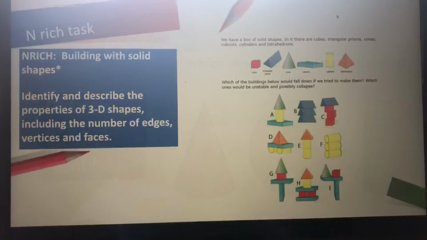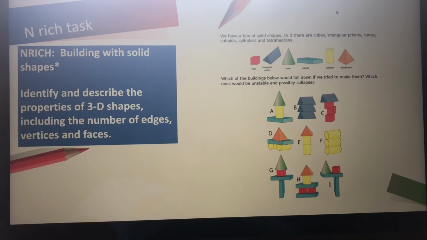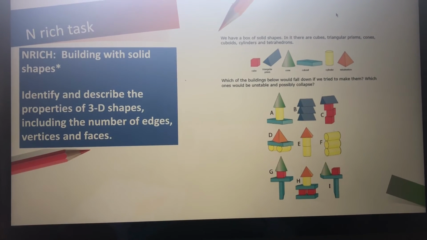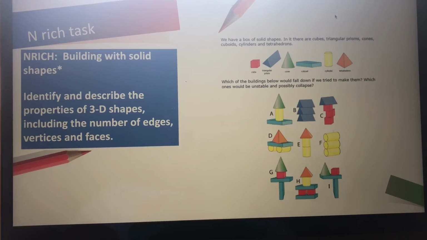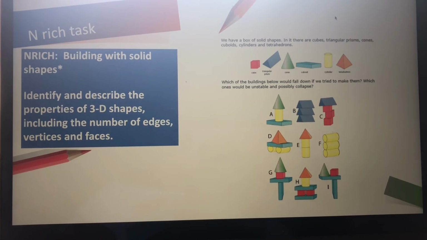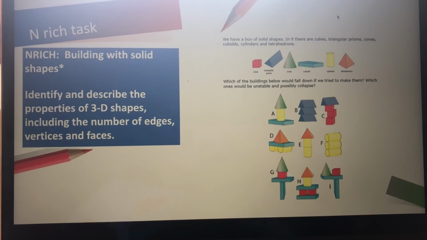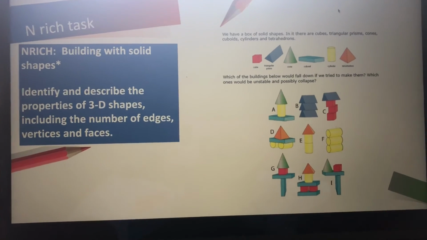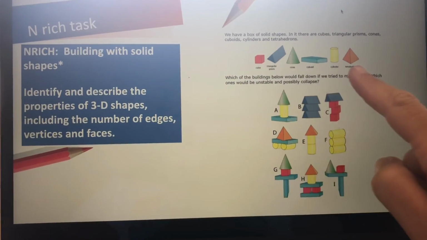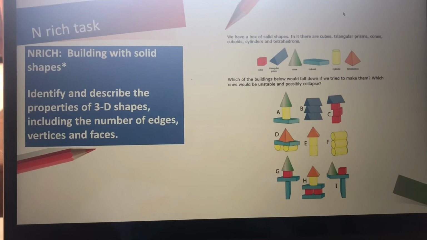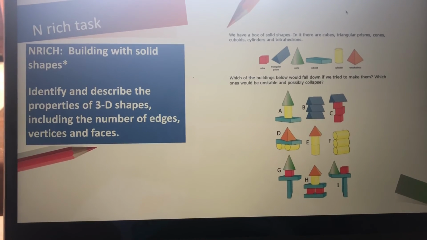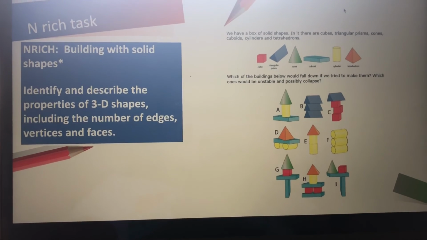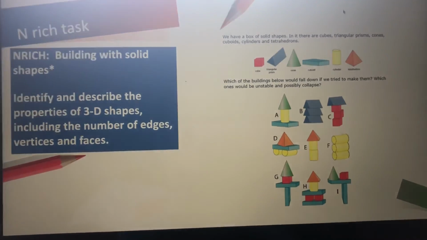All right, P3s, this is what I'd like you to try. We've been talking all about 3D shapes and their properties, and their number of edges, number of vertices, and number of faces. What I want you to try is building with solid shapes. So imagine you've got a box with all these shapes in here. Which of these buildings would fall down if we tried to make them? Which ones would be unstable and possibly collapse or fall down?